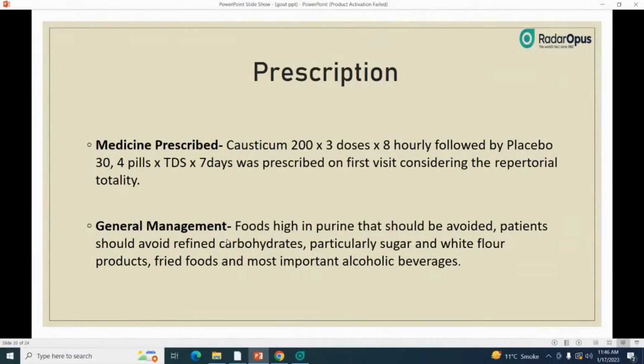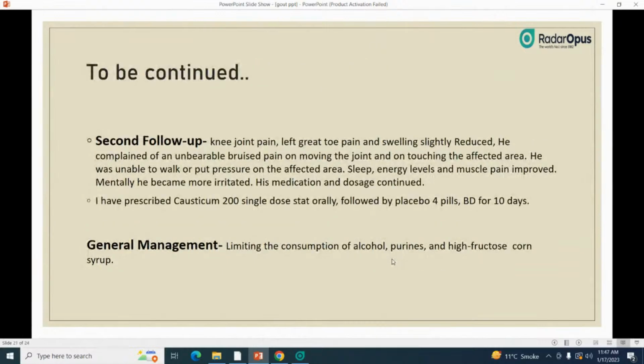In general management, food high in purine should be avoided. Patients should avoid refined carbohydrates, particularly sugar, white flour products, fried foods, and most important, alcoholic beverages.